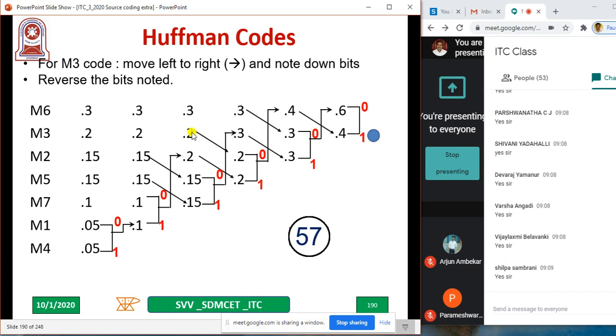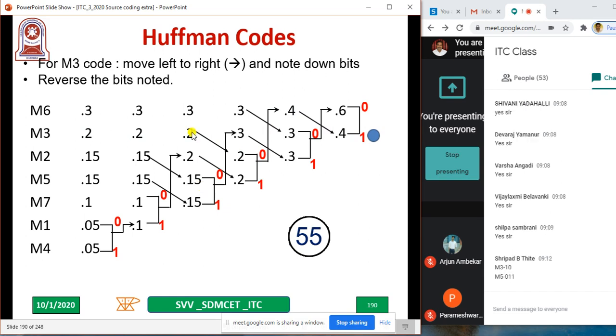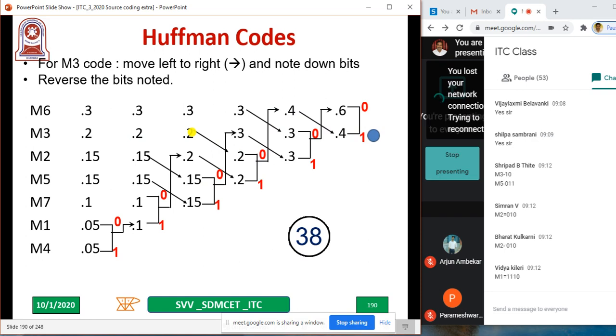And you can type your codes in the chat box. Sripad: M3, 10, M5, 010. Do it. Don't copy from the previous what you have done. So do it and write down. Good, Sripad. Bharat Kulkarni, Simran, M2 they have typed. Good. Network is going. I will reconnect if network goes.